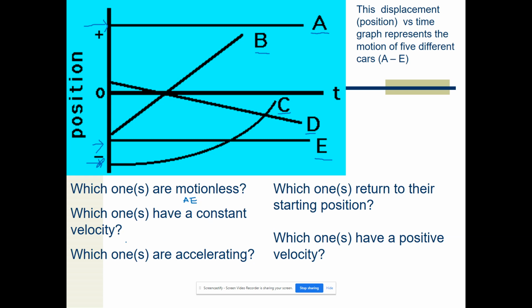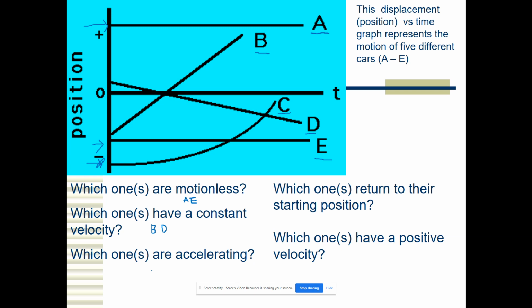Number 2, which ones have a constant velocity? What are you looking for? If you said I'm looking for a straight line, you would be right. Now A and E were motionless, and they both had a constant velocity of 0. But if you take a look at B, it has a straight line going up, that has a constant velocity in the positive direction. And if you look at D, it has a constant velocity in the negative direction. So B and D have constant velocity. A and E also have a constant velocity of 0, but 0 is basically no velocity at all.